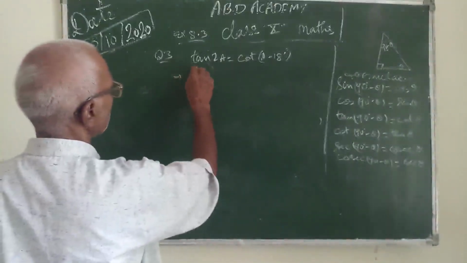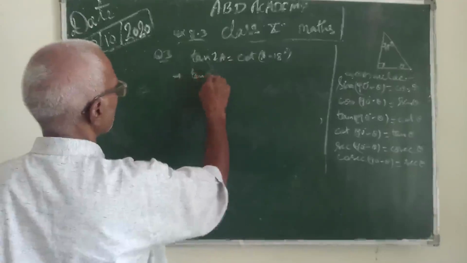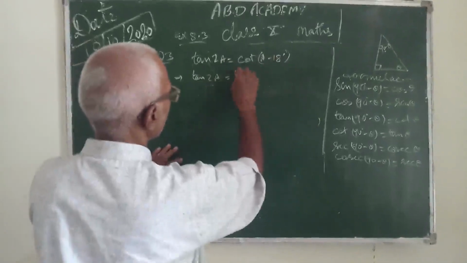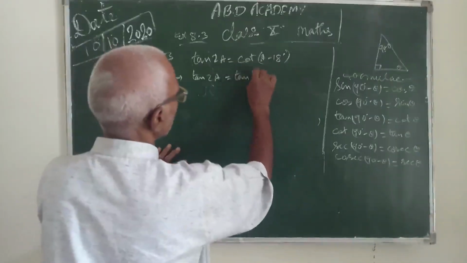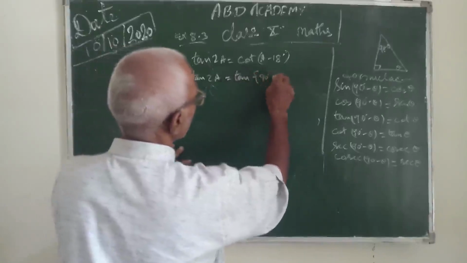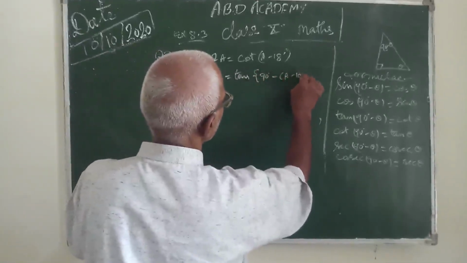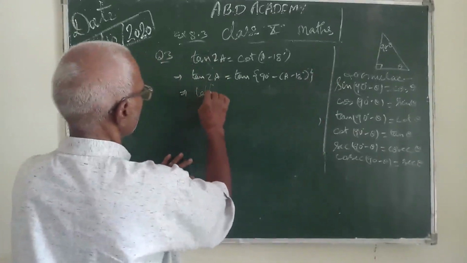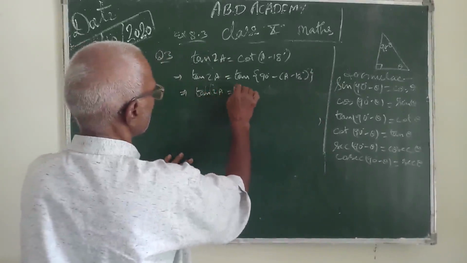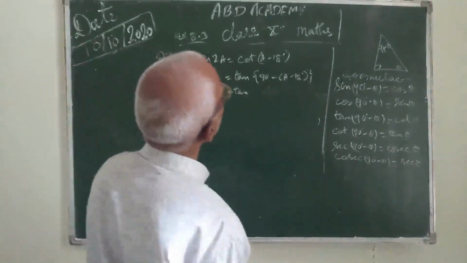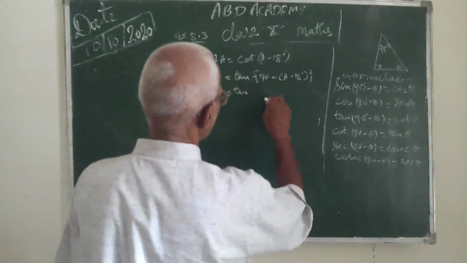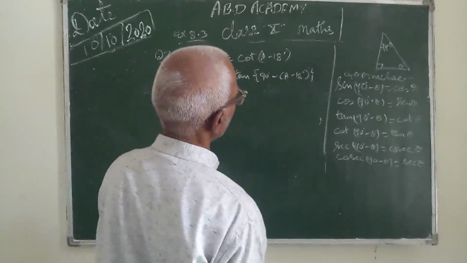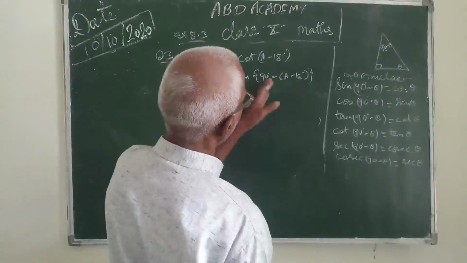Use the complementary angle. Tan 2a, leave as it is. Cot theta, if this angle is theta, is tan of 90 minus theta. Tan of 90 degree minus a minus 18 degree. This way, this implies tan 2a is equal to tan of, open the bracket, 90 minus becomes plus. Oh, 90 minus this.